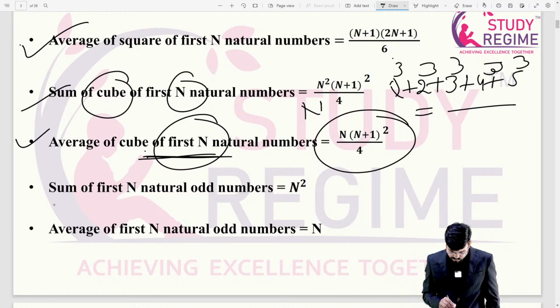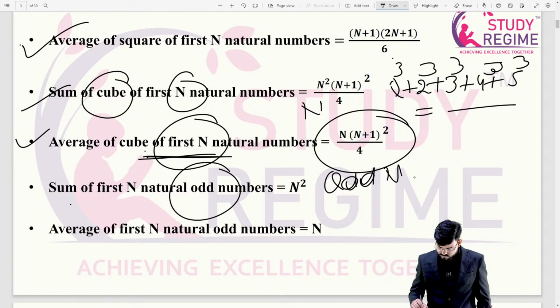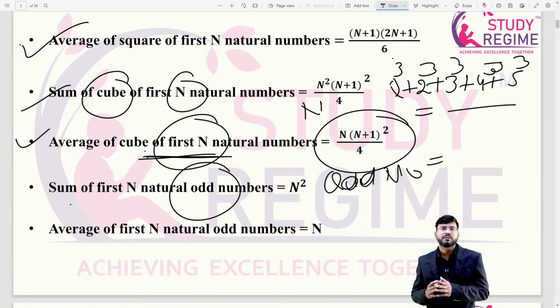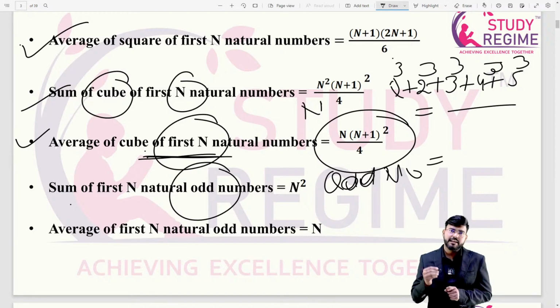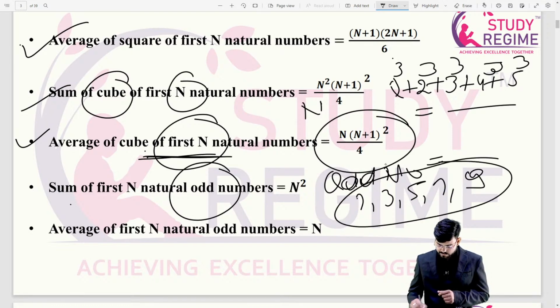Now if you want to find the sum of the first n natural odd numbers, first we should know what odd numbers are. Odd numbers are those numbers which are not divisible by 2. If you find the sum of the first n natural odd numbers, you will directly get n square. Let the numbers be 1, 3, 5, 7, 9. All are odd numbers.